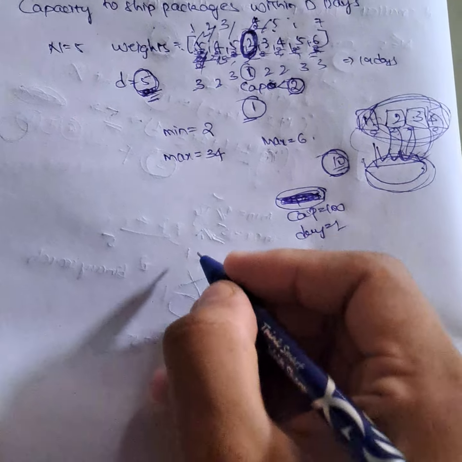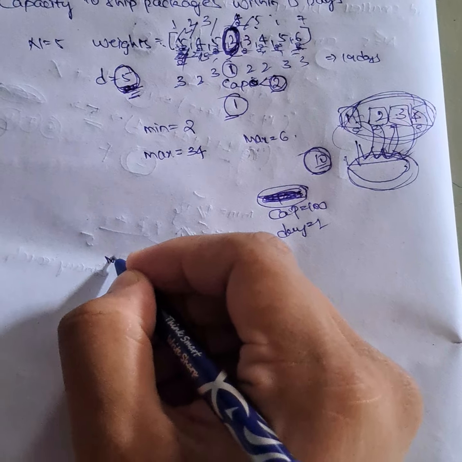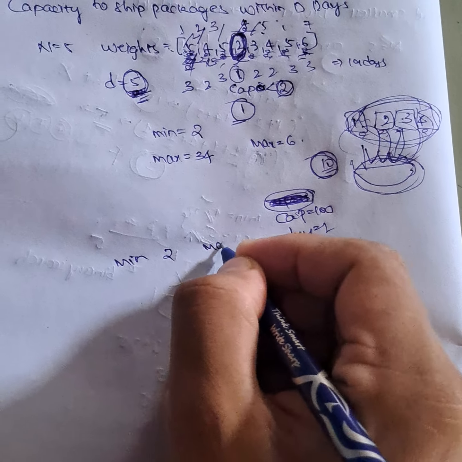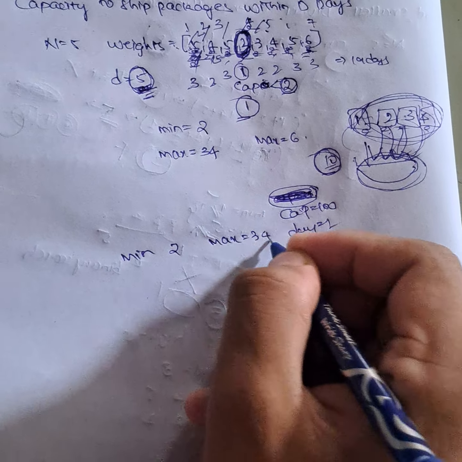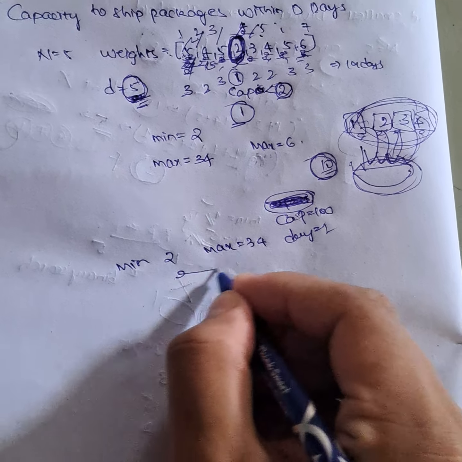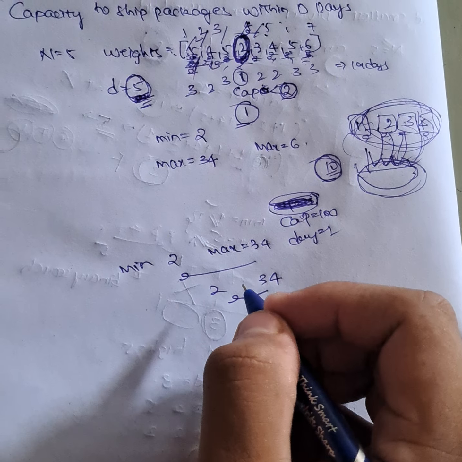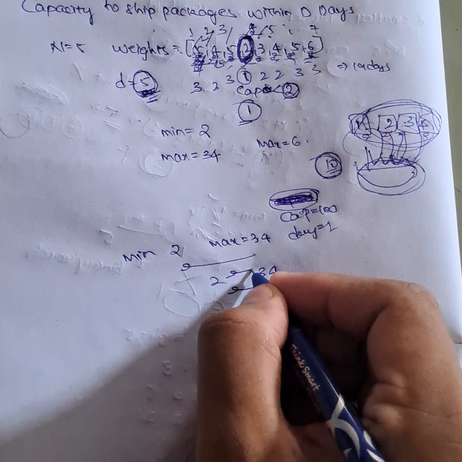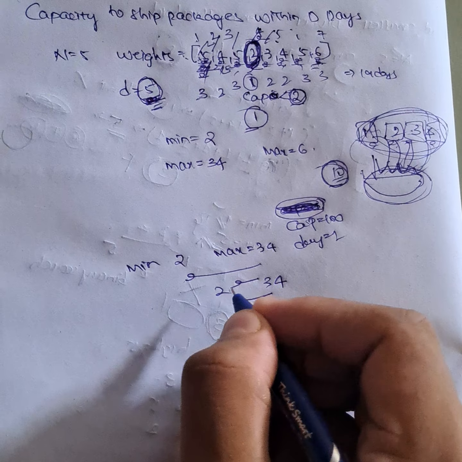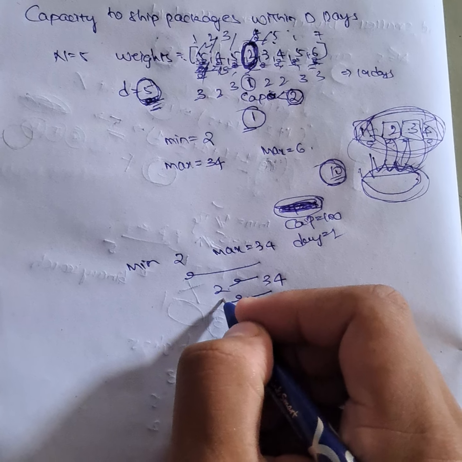So what's our minimum? This minimum is 2. Maximum is 34. We have a search space, so our answer lies in this. Definitely our capacity will lie between these, and this range is sorted, so our answer will lie in this sorted search space.